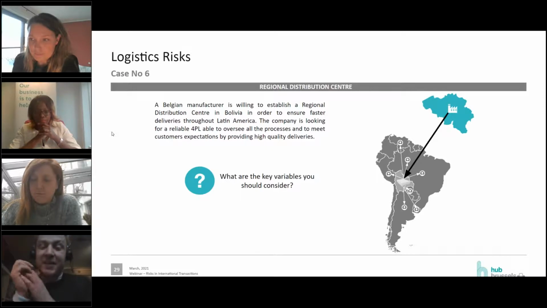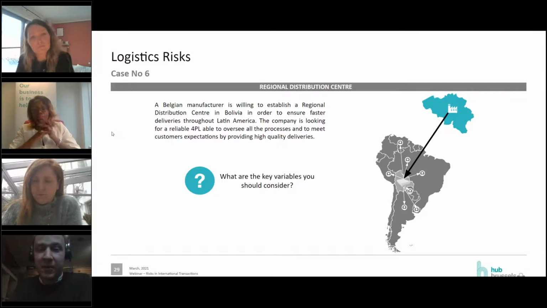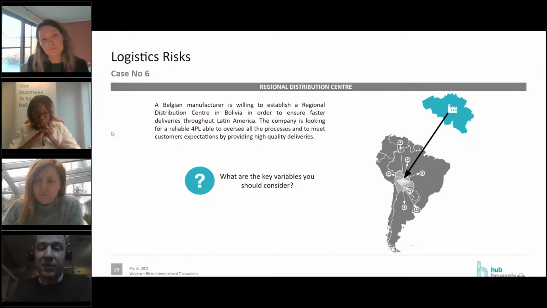So throughout Latin America. The company in that case is looking, of course, for a reliable 3PL partner, so able to oversee all the processes and to meet customers' expectations by providing high quality deliveries. This is ambitious, sorry, and even more, it is difficult to monitor when being based in Belgium and in the absence of any resource in that kind of country. So, in your view, what are the key variables you should consider? I believe that I will answer that question myself, indeed, in the next one.